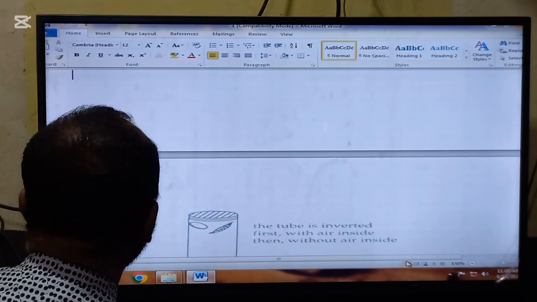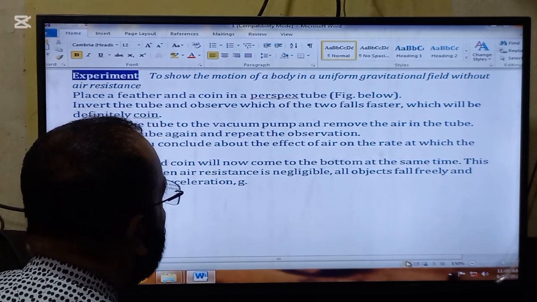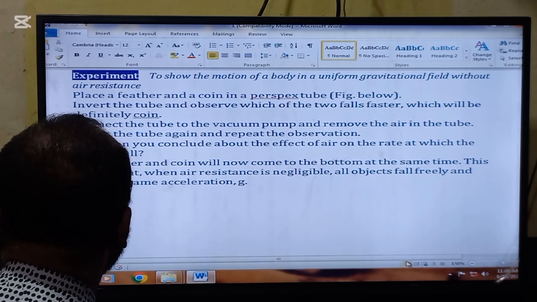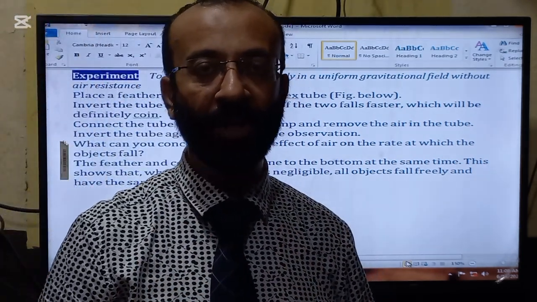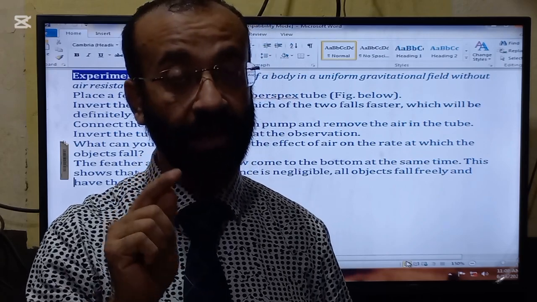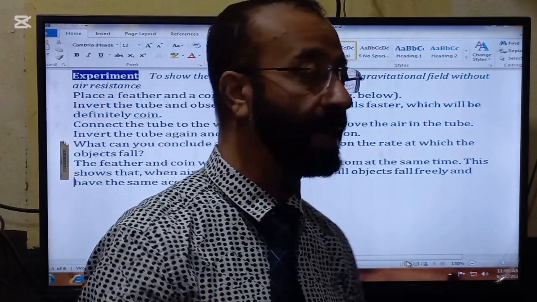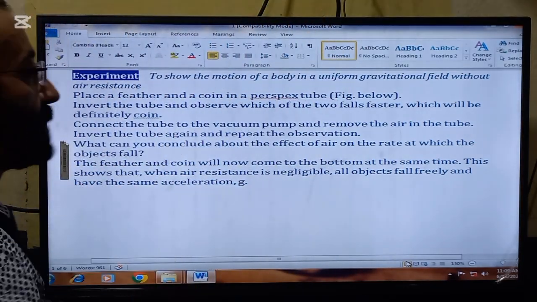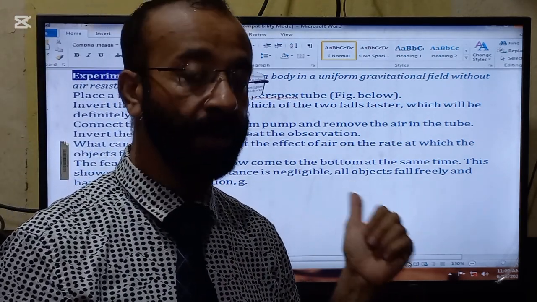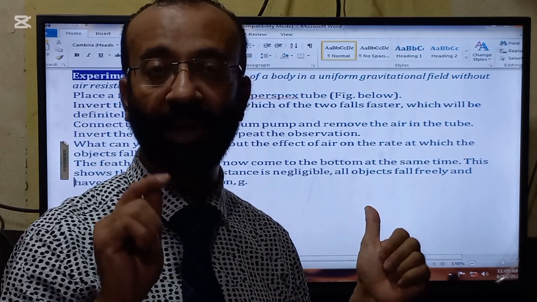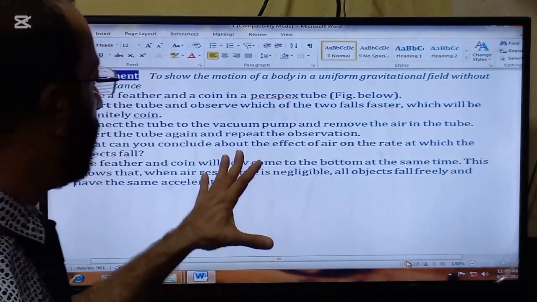here is an experiment to show the motion of a body in a uniform gravitational field without air resistance. So look now, we will prove that whatever the shape or weight of the body is, if air resistance is removed, they will fall with constant acceleration. So this is the experiment. This is an experiment which is related to your paper number 4, alternative to practical. So a very important practical. This is from kinematics.